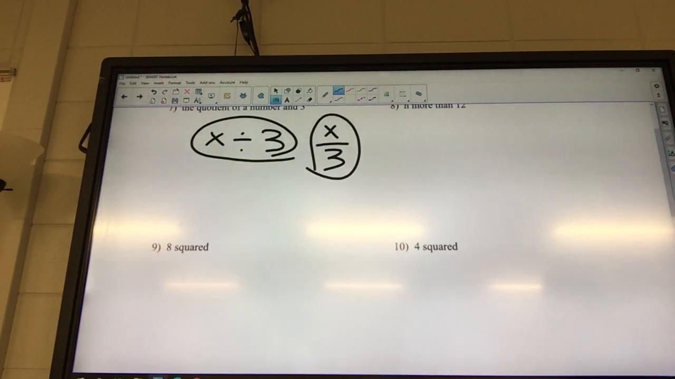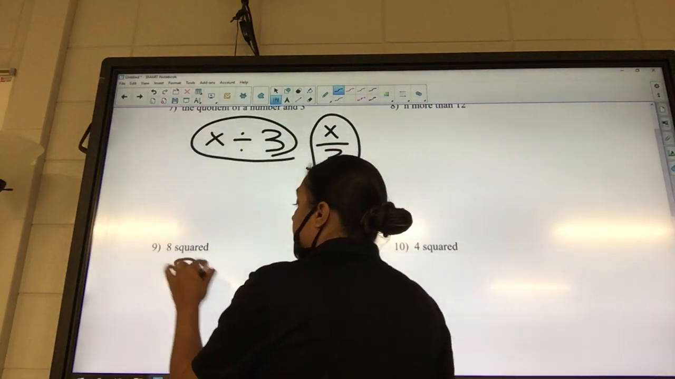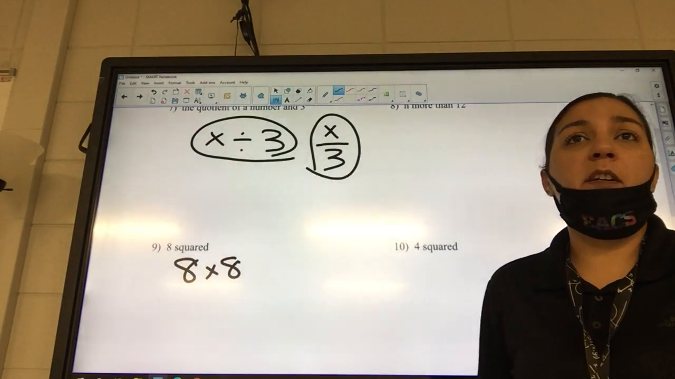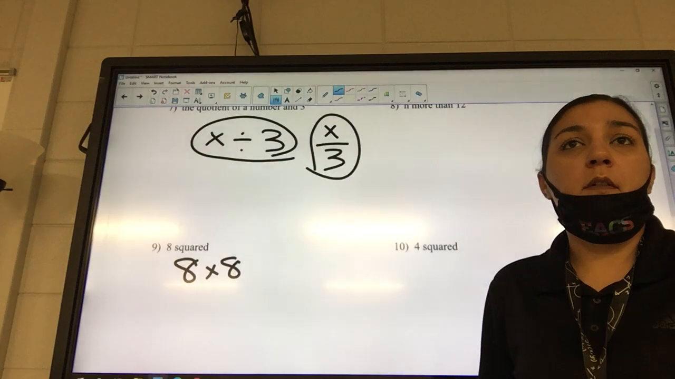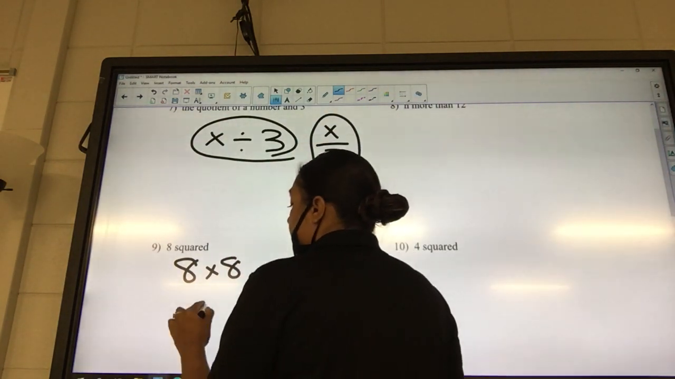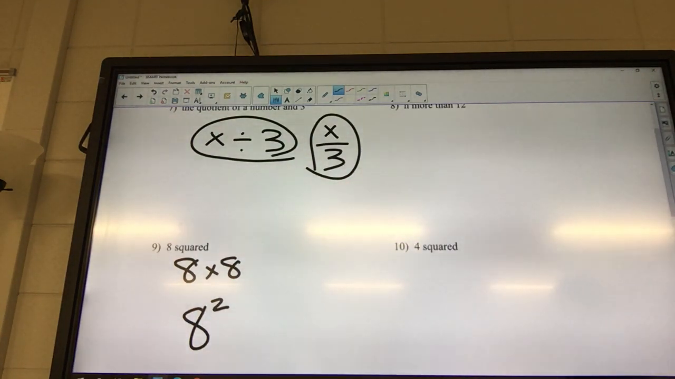8 squared. 8 times 8. You could say 8 times 8. What else could you write? Where do you see squared? What does it normally look like? That's a square root. Okay, it looks like squared. That could also work. Either one of those is fine.